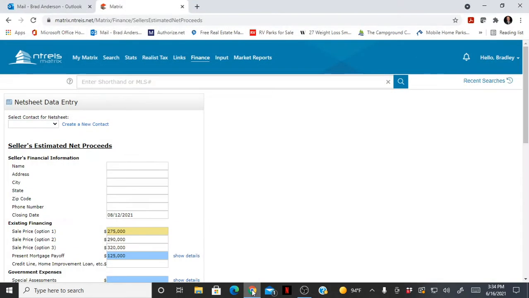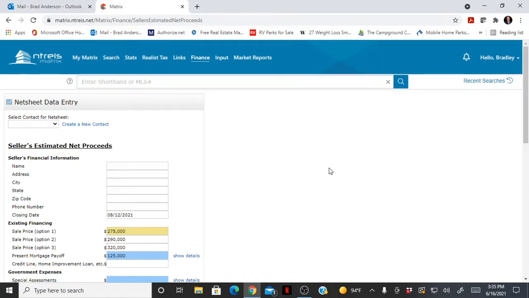Everyone. So today I want to review how to do a net seller sheet out of the MLS. This is called various things: seller's estimated net proceeds, seller's net sheet. This is a requirement from TREC if you do represent a seller to include in all of your paperwork. Don't know if you knew that, but obviously it's very important to understand how to do this. And so luckily, Matrix makes it somewhat easy for us.